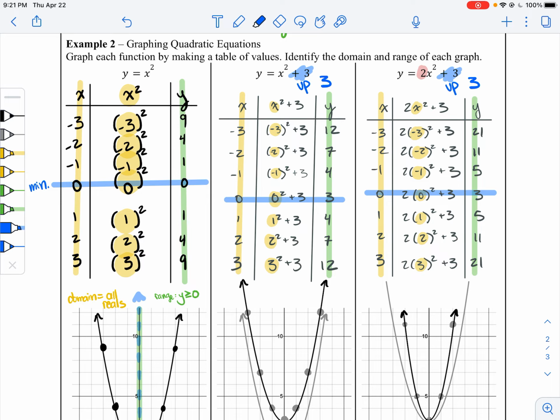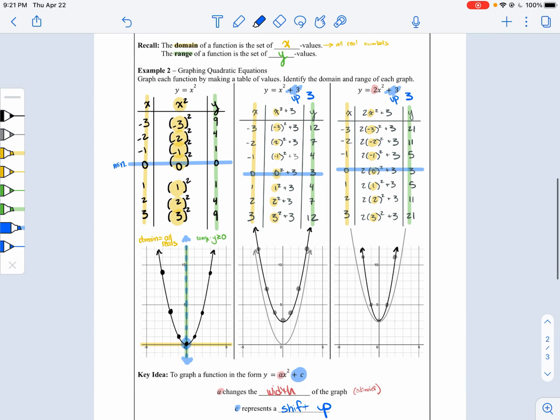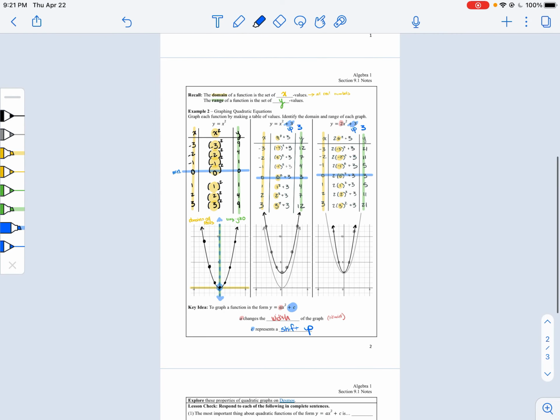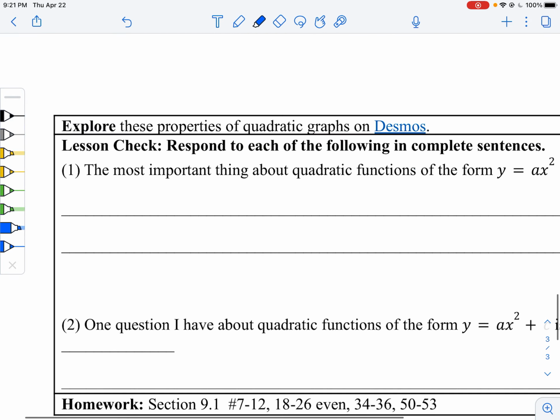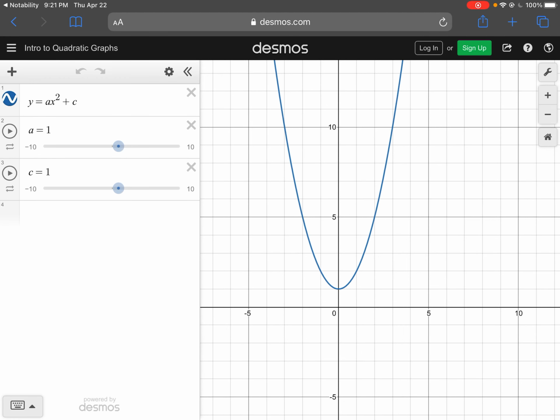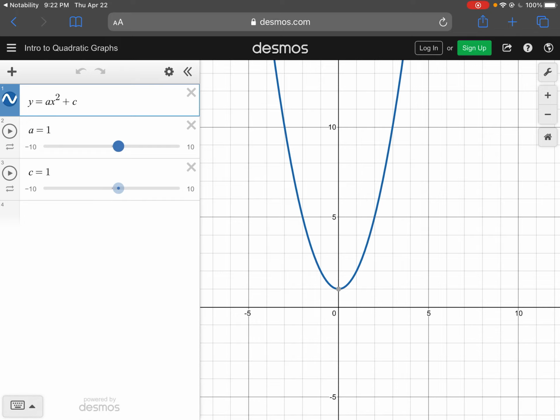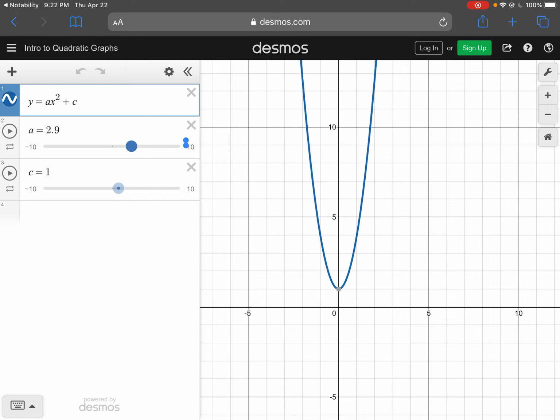Now the good news is technology exists, so you don't have to redraw your graph every single time. Here, we have a graphing calculator for you. So take some time for the end of your notes, and then follow this link to the graphing calculator. Here I have the function y equals ax squared plus c for you, and I've put them on a slider, which means all you have to do is hold on to this blue dot, and you can slide it to the right, and a will get bigger.